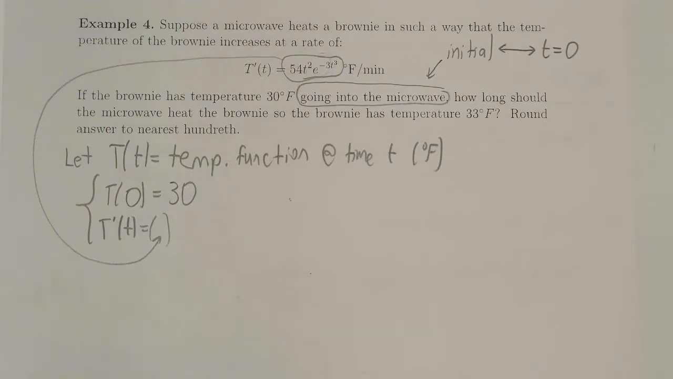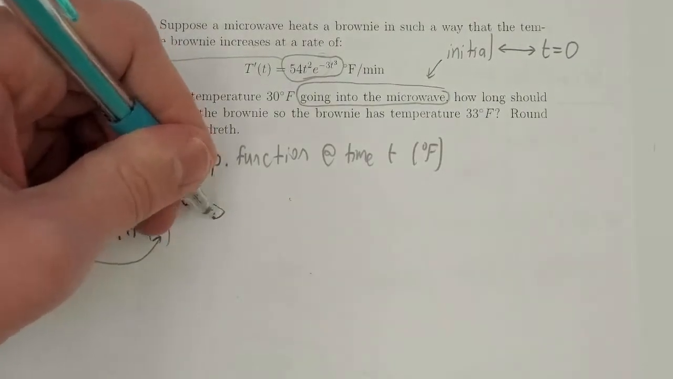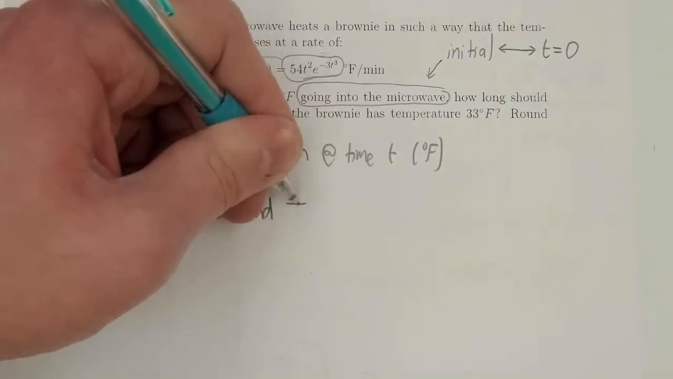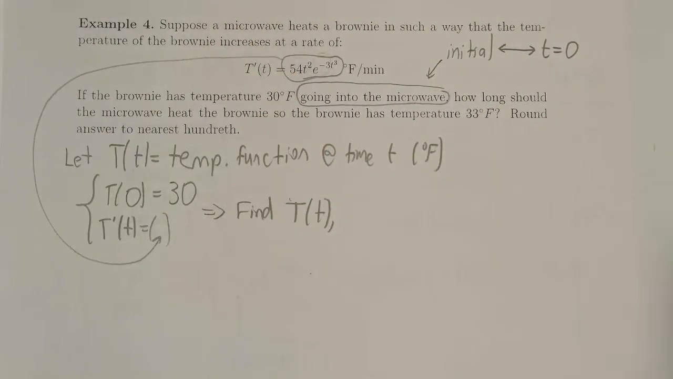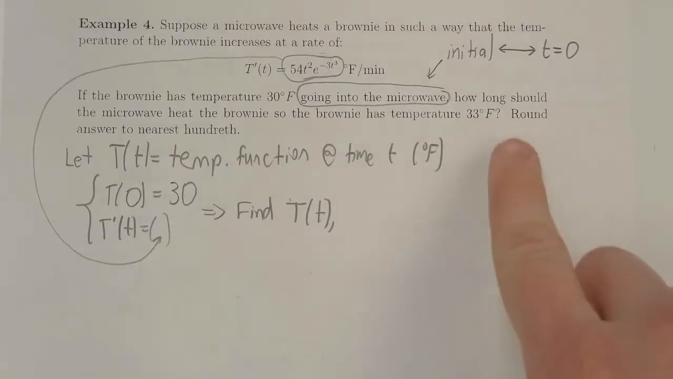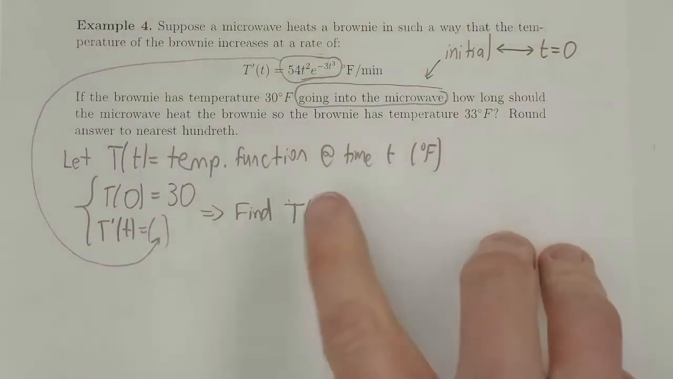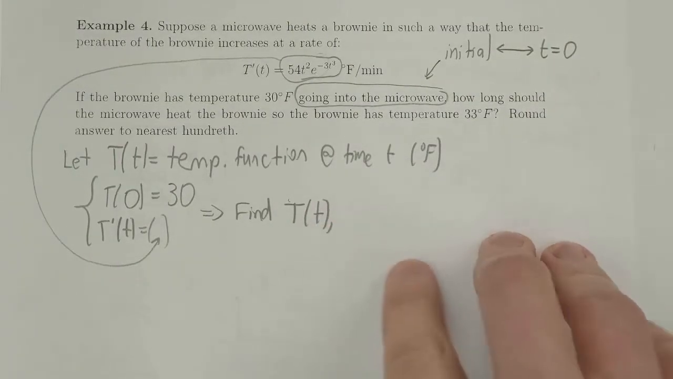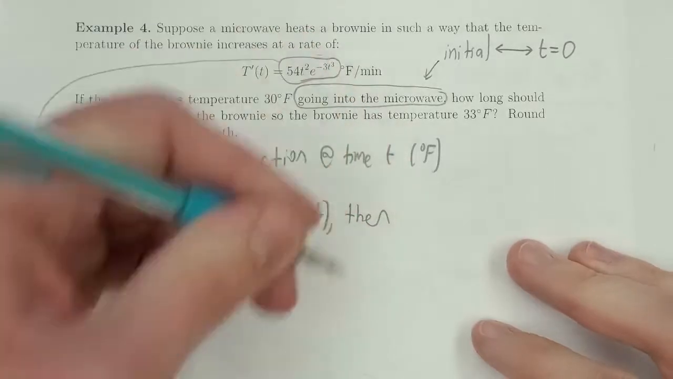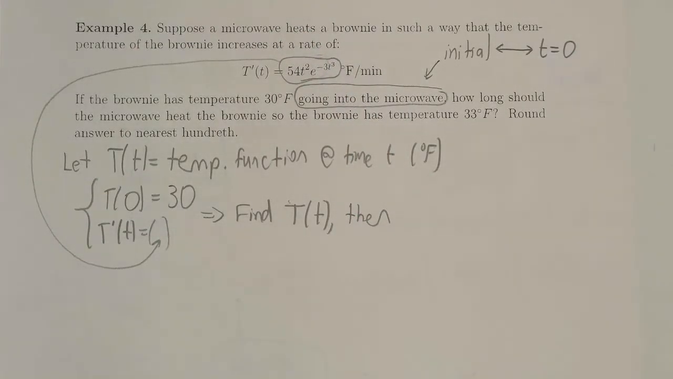So using similar mathematical reasoning as in the last example, we can then find big T of little t. But if you take another look at the problem, you realize, well, wait a minute, that's not what the problem wants us to find, is it? It says, how long should the microwave heat the brownie so the brownie has temperature 33 degrees? So that tells us once we find big T of little t, then we need to take our temperature function and then do what with it? Integrate from 30 to 33?